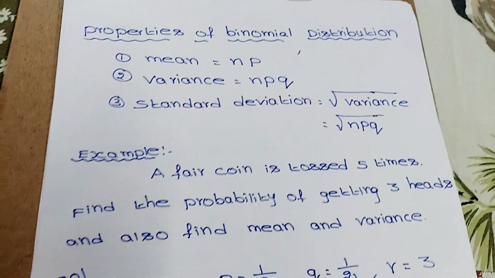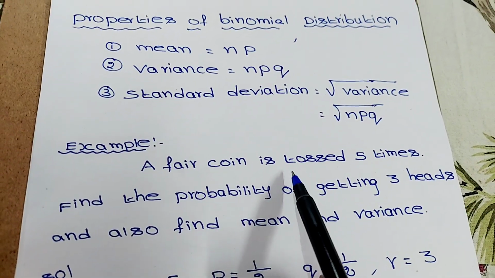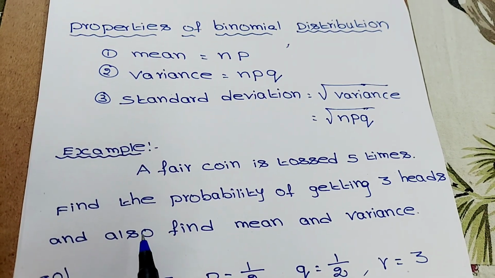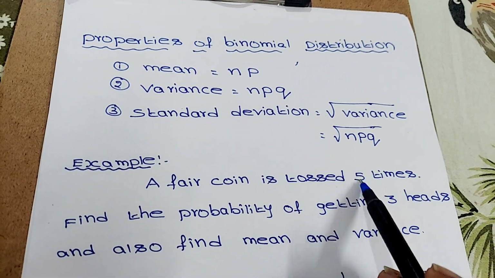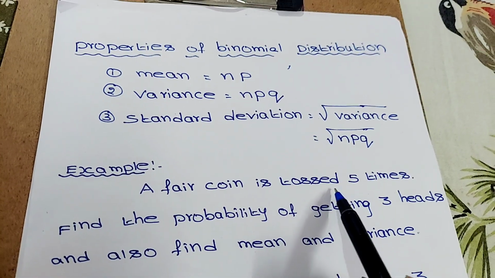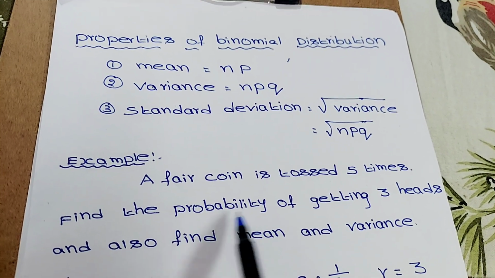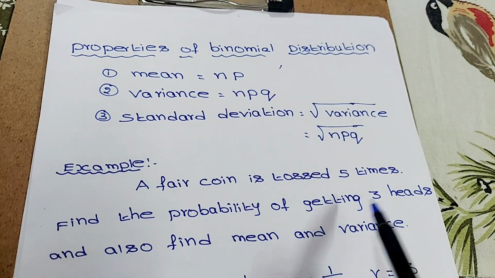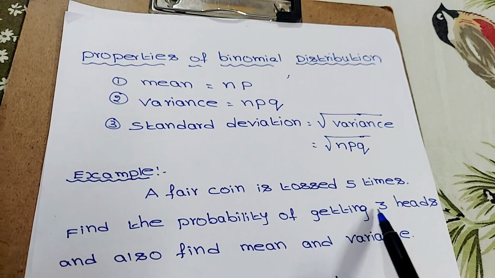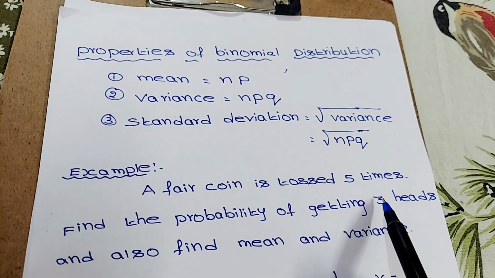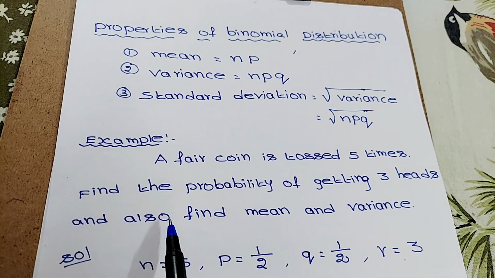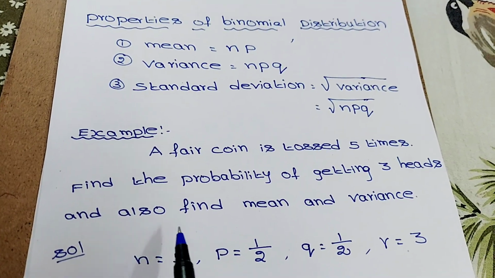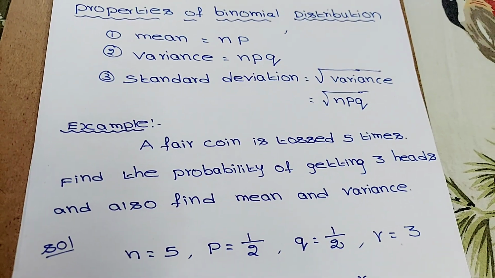Let's see the example. A fair coin is tossed 5 times. Here n is 5, the number of trials. Find the probability of getting 3 heads. Here 3 is successes. Also find the mean and variance.